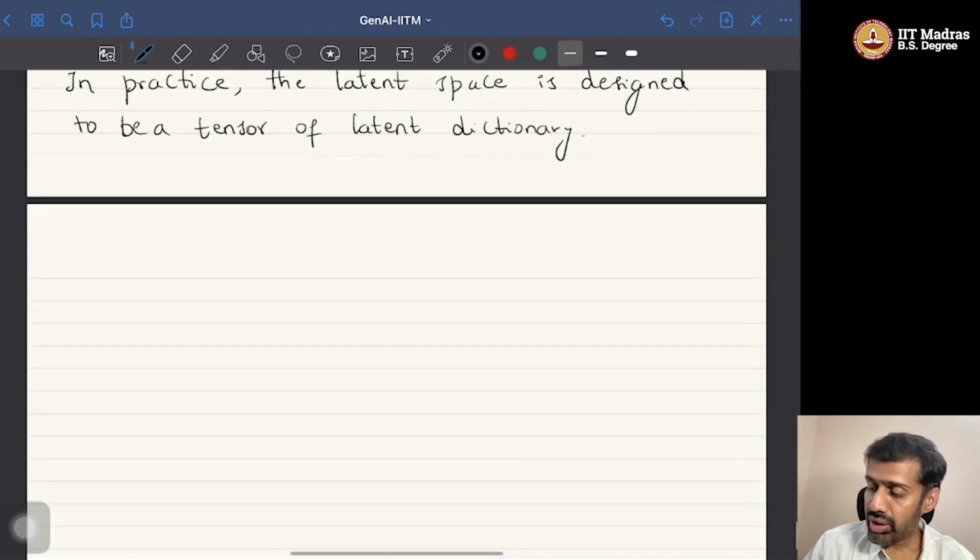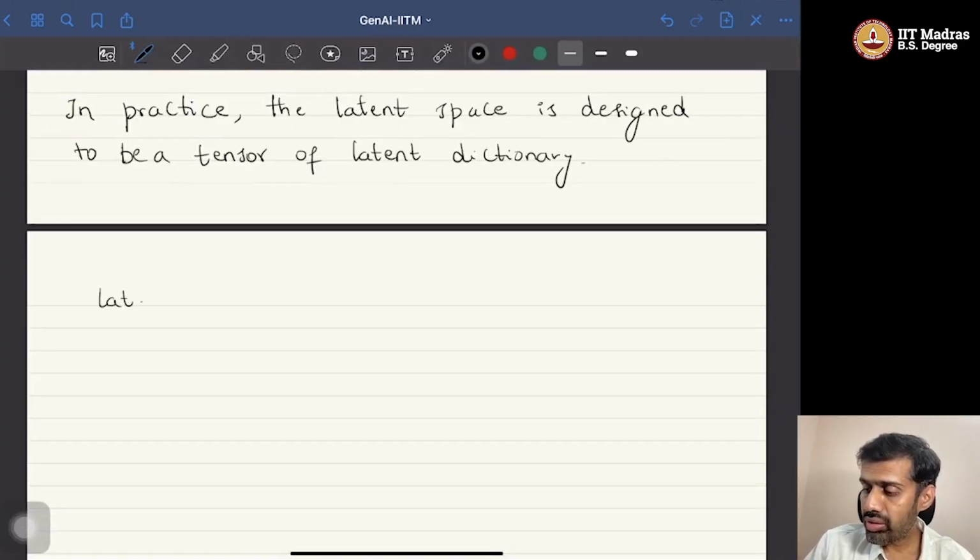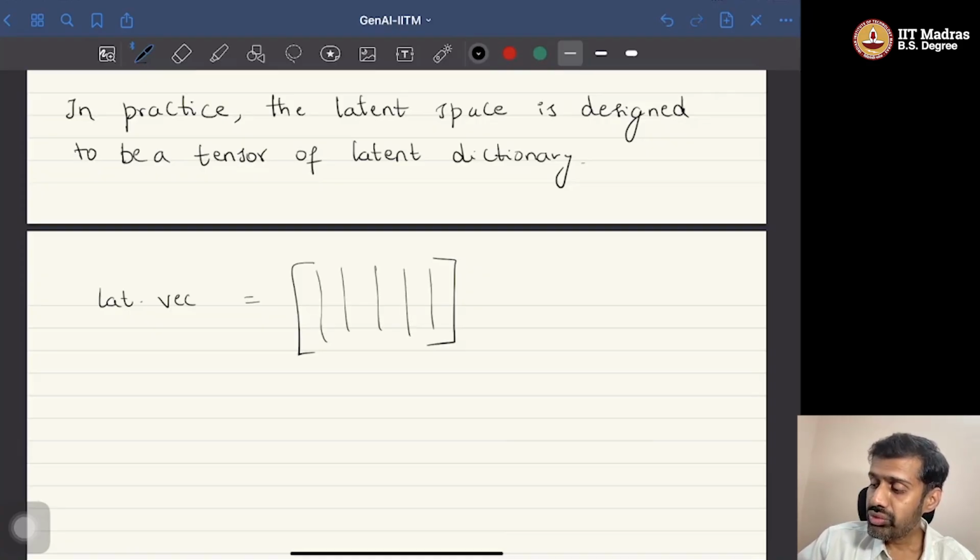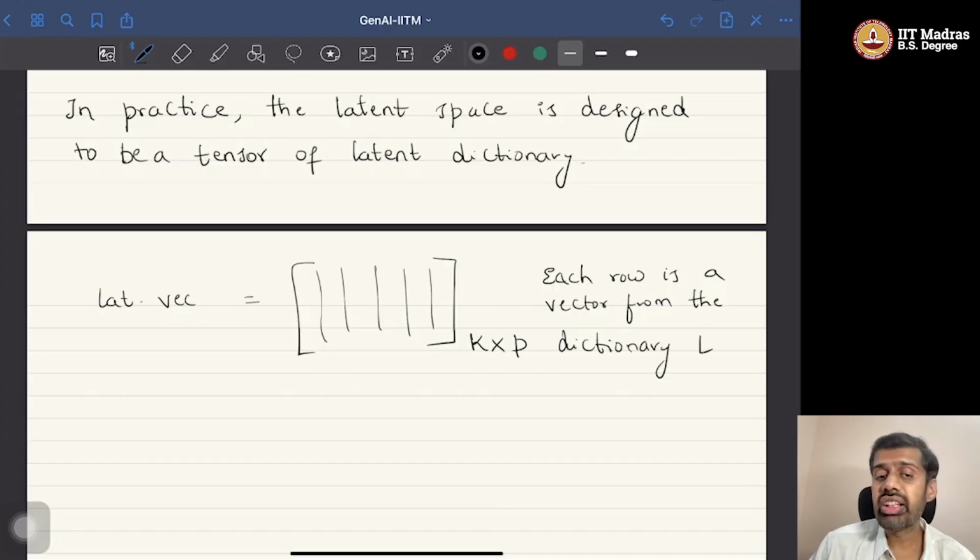So what do I mean by that? Let's say that my latent vector is taken to be a matrix. Each column is one of these vectors, and the dimensionality of each is k. So we have k rows and p columns, where each vector comes from the dictionary L. So your latent vector is a matrix of p such vectors.